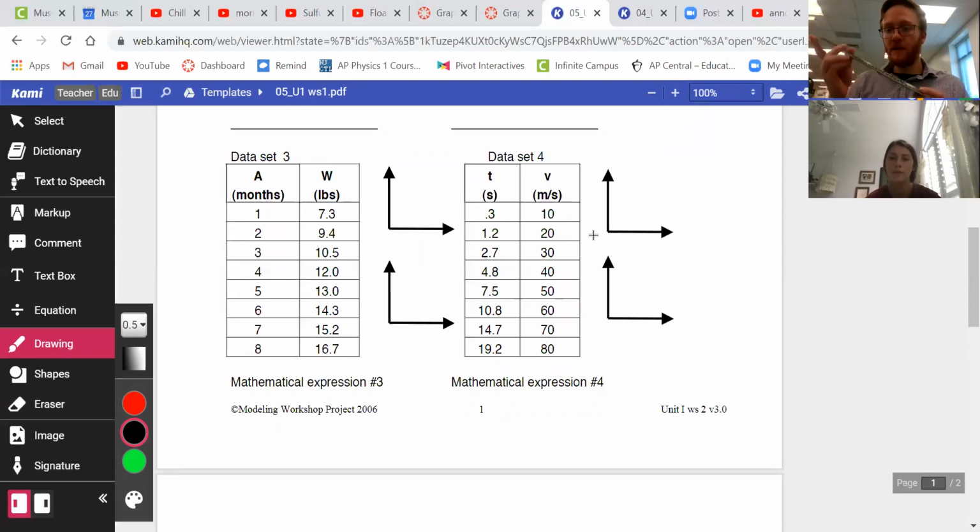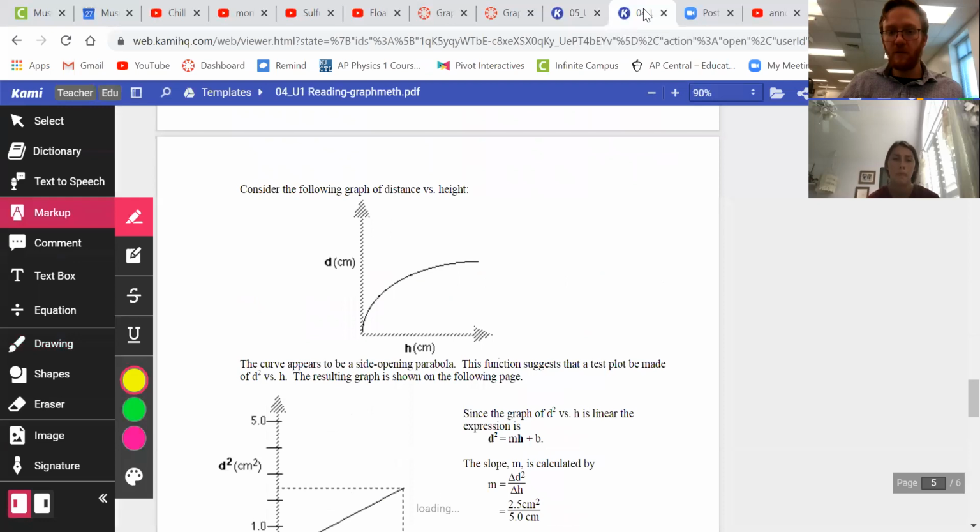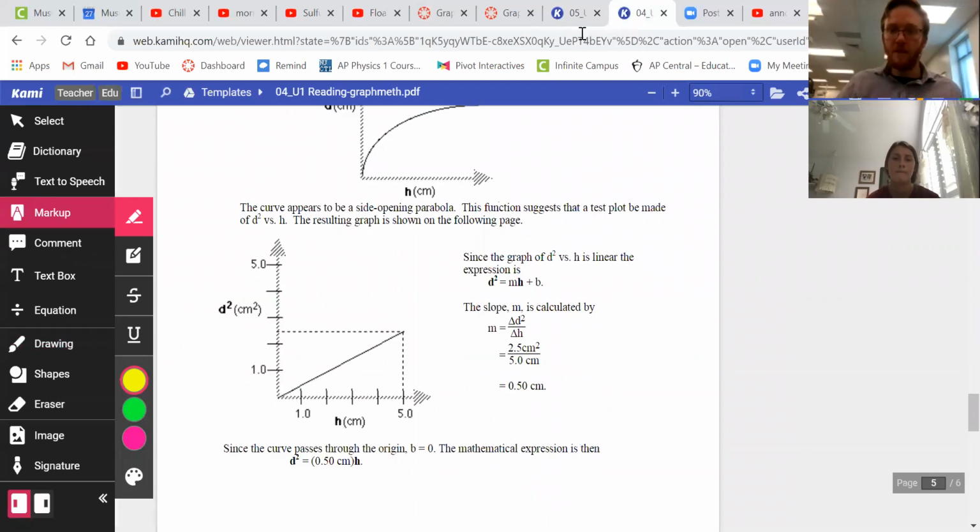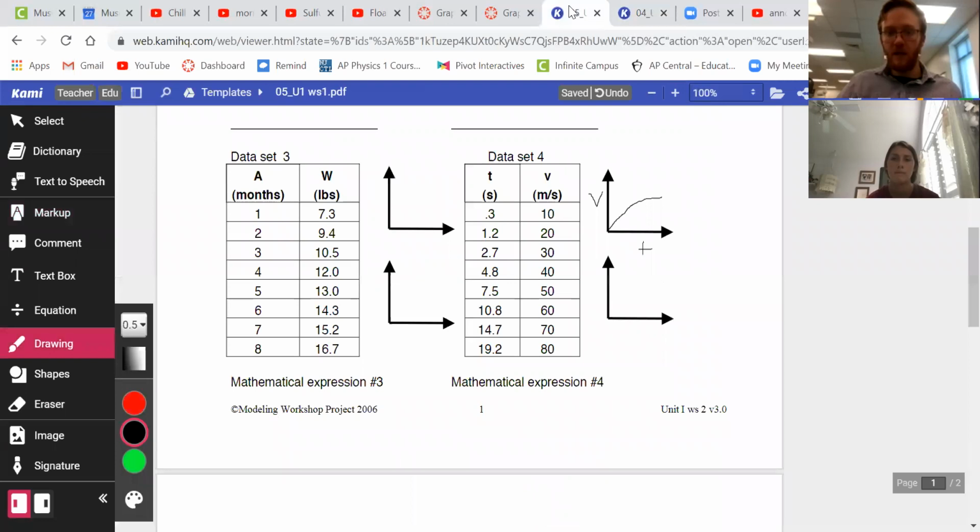Rapidly. It's growing rapidly. So if we're graphing T down here and V up here, which one is going to pull harder, the T values or the V values? The T values. And so the curve is going to get bent down. It's going to pull harder, so this is going to be a side opening parabola. If we look at our reading, that is the next example that they give you as a side opening parabola.